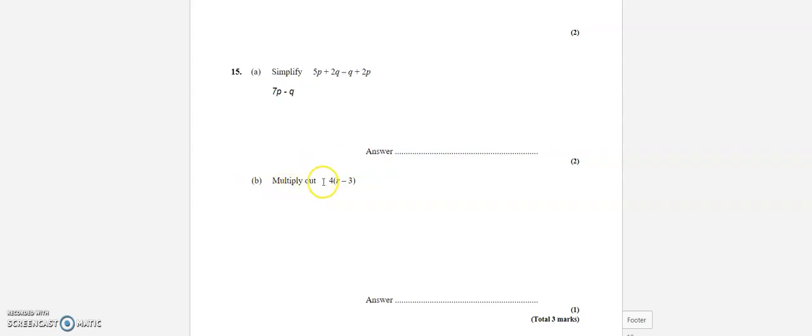Finally, we're looking at multiplying out this bracket here. When we multiply out brackets, because with the 4 and the bracket there's nothing in between them, we just assume that it's a multiplication. So we have to times 4 by everything that's inside of this bracket. When we're doing that, it's fairly simple. We just say 4 times r. So 4r is what that gives us. And 4 times minus 3 gives us minus 12.